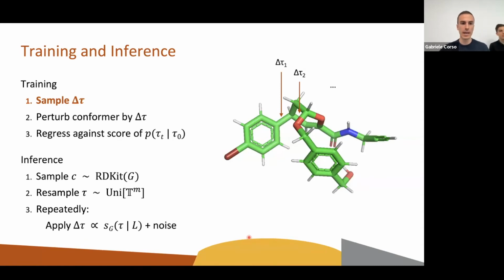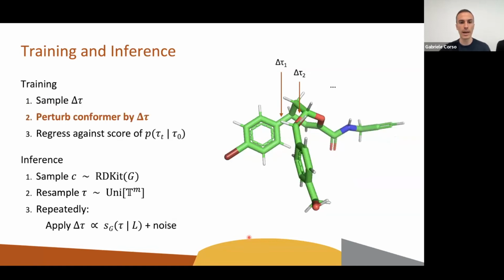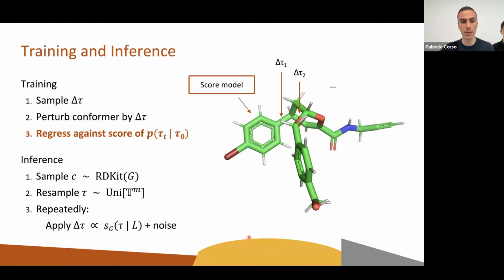And so we sample this perturbation and we apply it using rotations in 3D to the conformer. And so we obtain this perturbed conformer, which we feed into our score model. Then based on the prediction of our score model, we update its parameters and so train in a very similar way that you train a normal diffusion generative model, our score model.